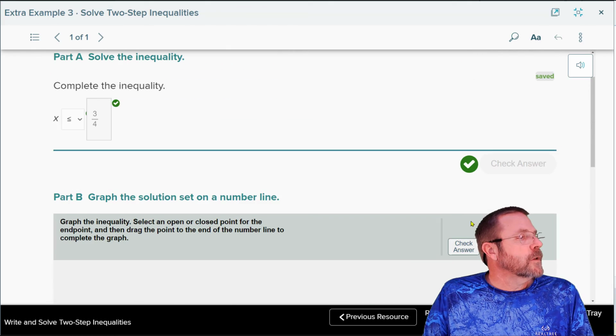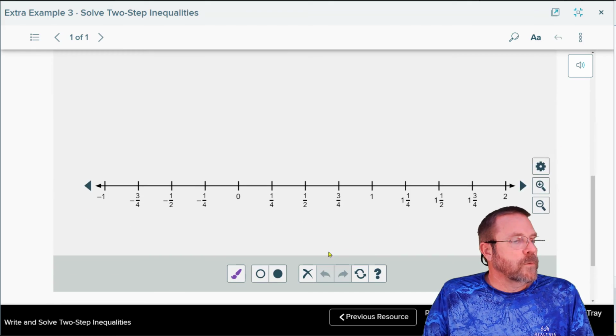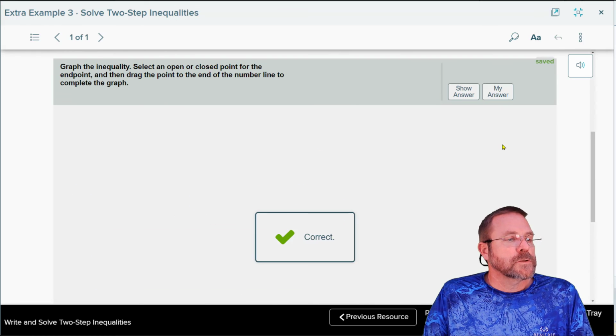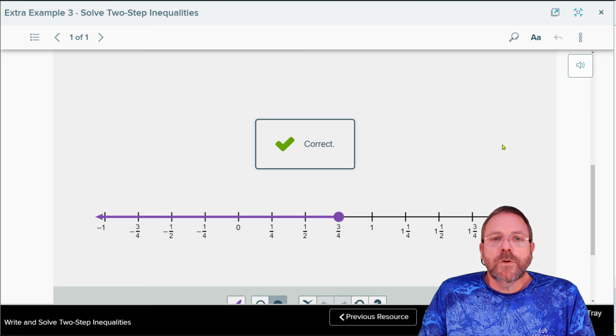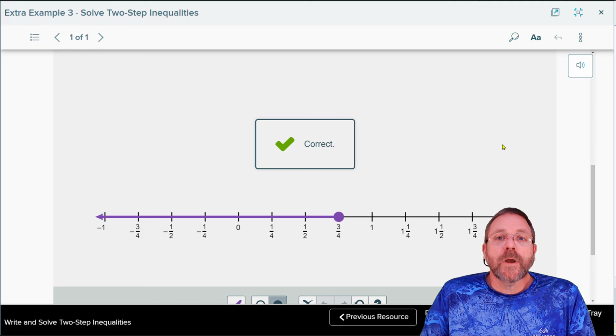So to graph it, let's see, our value is less than or equal to, solid circle, 3/4, arrow goes to the left, and check again. Everything is good. Come back and watch part 2 where we start digging into how to write word problems into two-step equations.